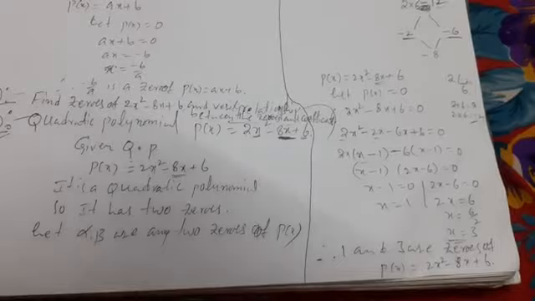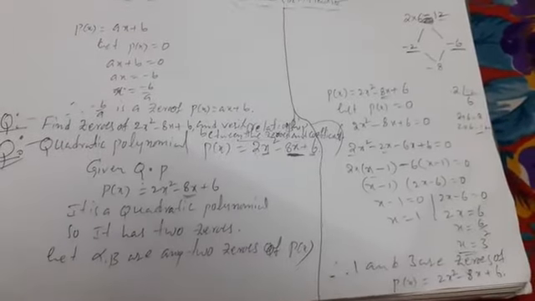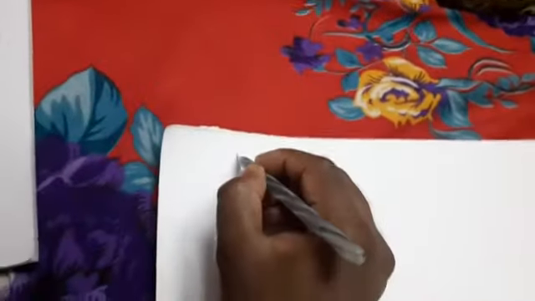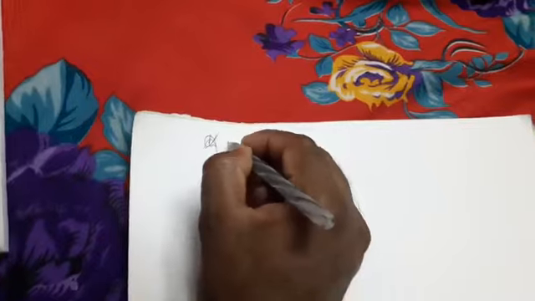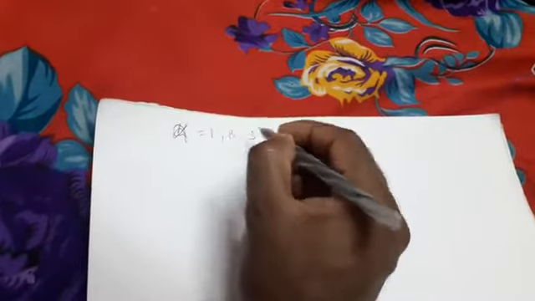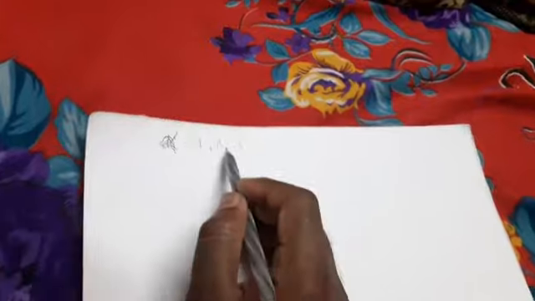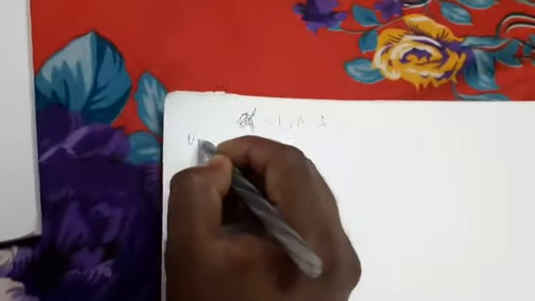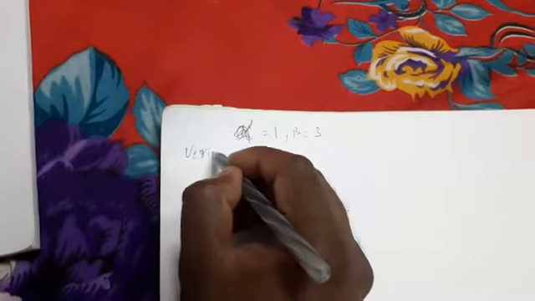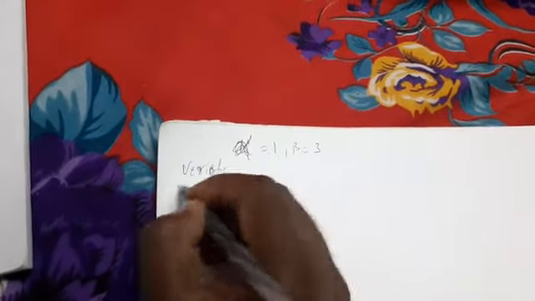Now continue on the next page. We got the zeros. How many zeros? 2 zeros of the quadratic polynomial. So we take alpha is equal to 1, beta is equal to 3. Why? Because we got the zeros of the polynomial. Let me take the zeros of the polynomial as alpha and beta, so one zero is alpha, another zero is beta. Now we are going to verify the relationship between zeros and the coefficients.